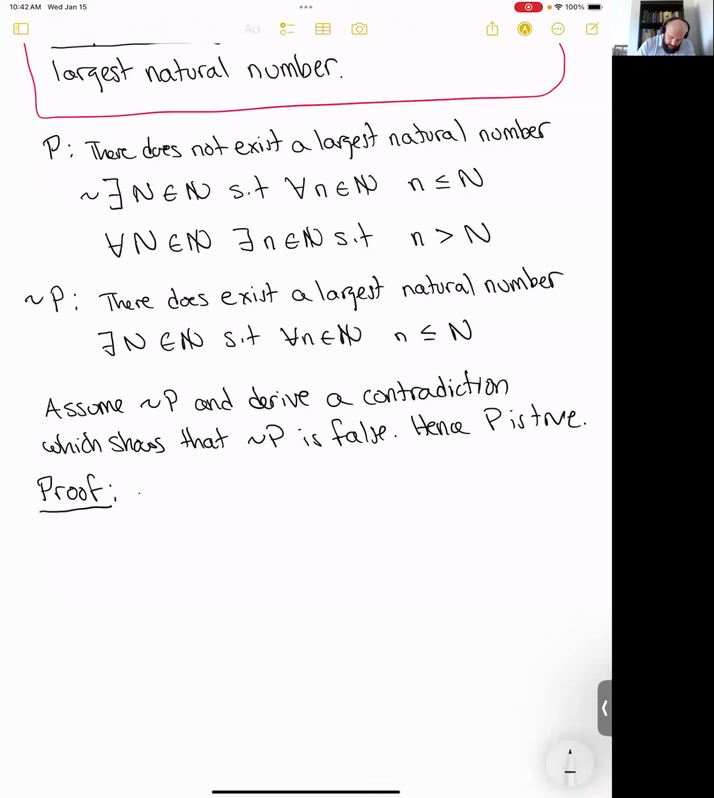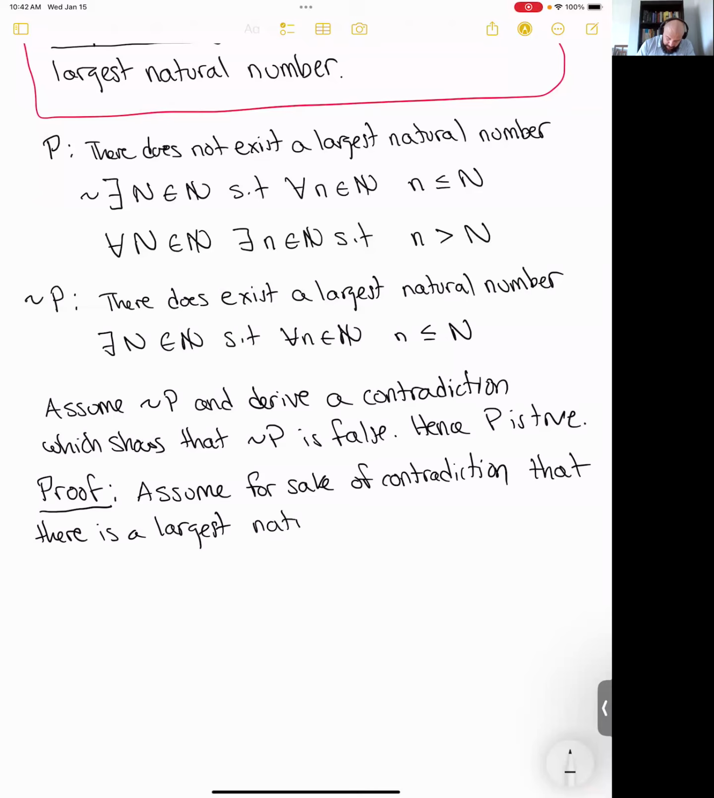Okay, so we have to tell the reader that we're going to do a proof by contradiction. So one way of doing that is to say, assume for sake of contradiction. So I'm saying to the reader, I'm going to make an assumption, but I'm expecting this assumption to lead to a contradiction. So I'm giving them some commentary about what we're going to do. So assume for sake of contradiction that there is a largest natural number capital N.